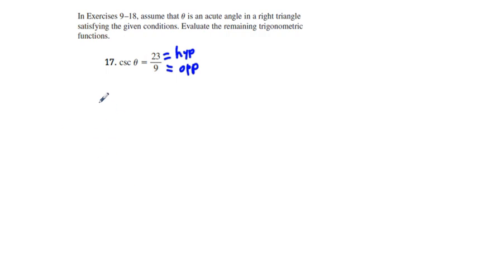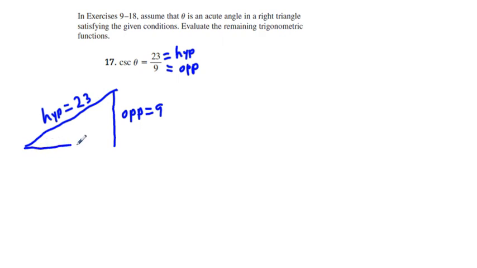I'm going to draw a little opposite side of 9 right here, vertical. So opposite equals 9. And our hypotenuse is 23. So I'm going to bring my hypotenuse like this. So hypotenuse equals 23. And completing the triangle, our adjacent side is the one that we don't know.